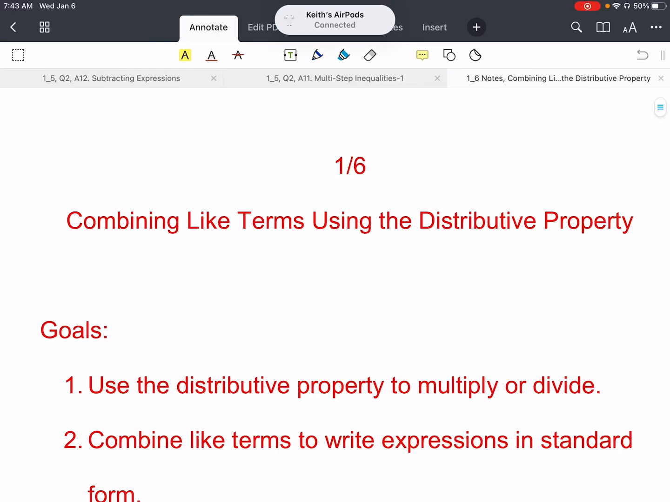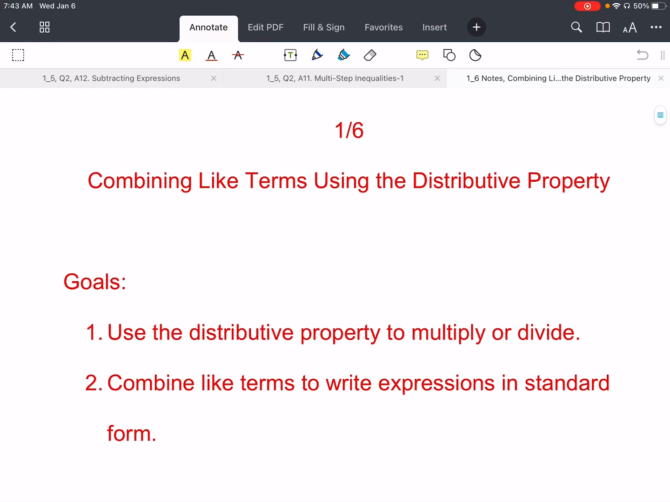Hello, hello. This next lesson should be a pretty quick one, or it's at least pretty simple. So we are combining like terms using the distributive property. Distributive property is very, very useful. We use it all the time, even if we don't know it.